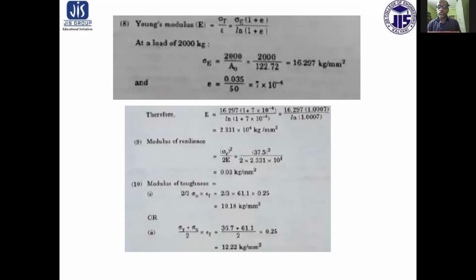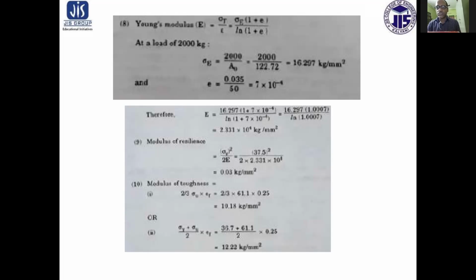Now after that, modulus of toughness, which is given by 2/3 of sigma U into EF. Here sigma U is the ultimate tensile strength, and EF is the strain at fracture. We know that sigma U, the ultimate tensile strength, we have calculated as 61.1, and strain at fracture is 0.25. So we get modulus of toughness equal to 19.18 kg per mm square.